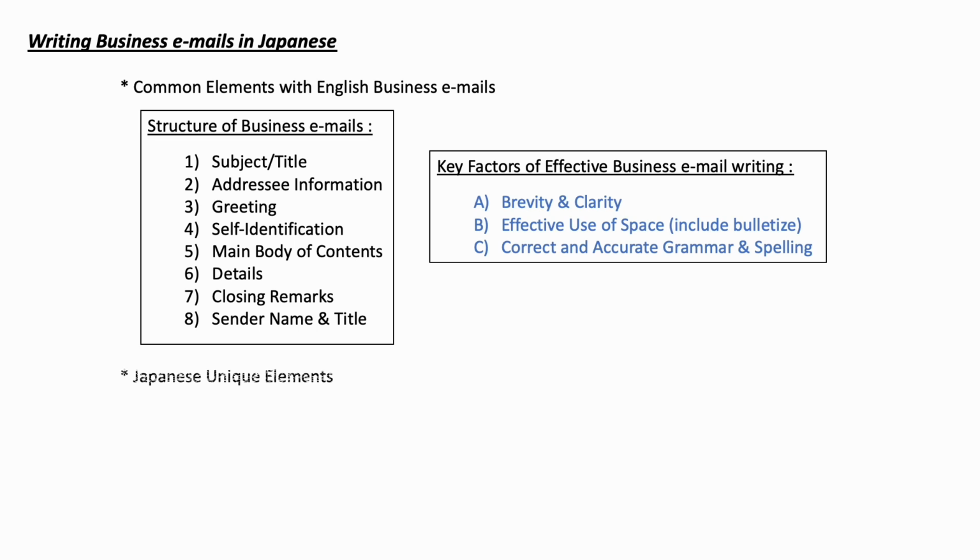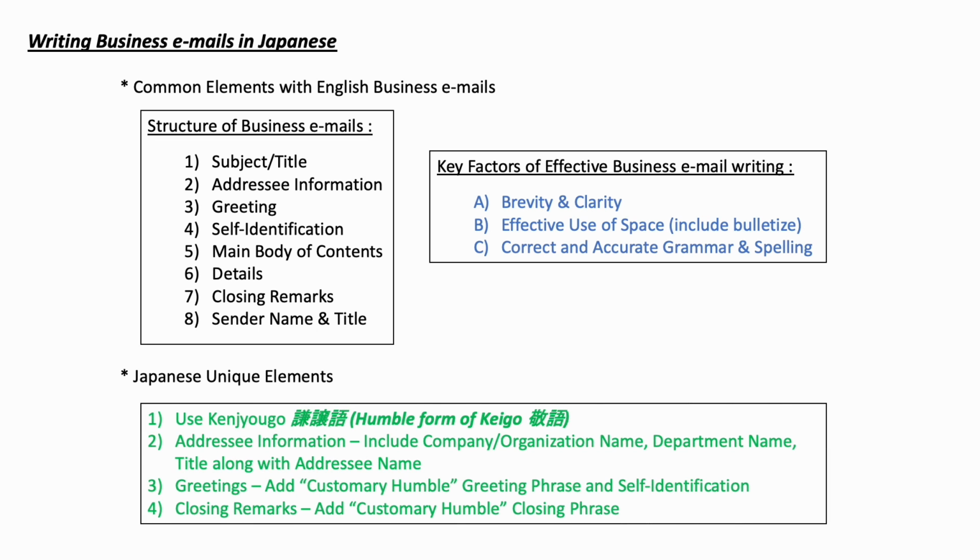So, first of all, Japanese business emails will be written in Kenjōgo, which is the humble form of Keigo, or the form of Japanese language showing respect. Kenjōgo shows respect by the sender lowering their position, thus becoming humble. It is different from Sonkeigo, which also shows respect, but by honoring or raising the recipient position.